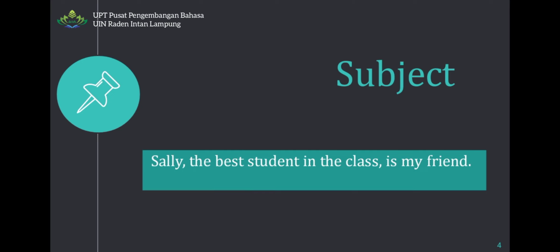The thing that we have to remember to identify the subject is it won't be separated to the verb only by using a comma. There must be at least a word or phrase between the subject and the verb. So if you find a noun beside verb, but there is only a comma between them, then it's not the subject. It must be the appositive. Maka subjek di kalimat ini bukanlah the best student in the class, melainkan Sally.